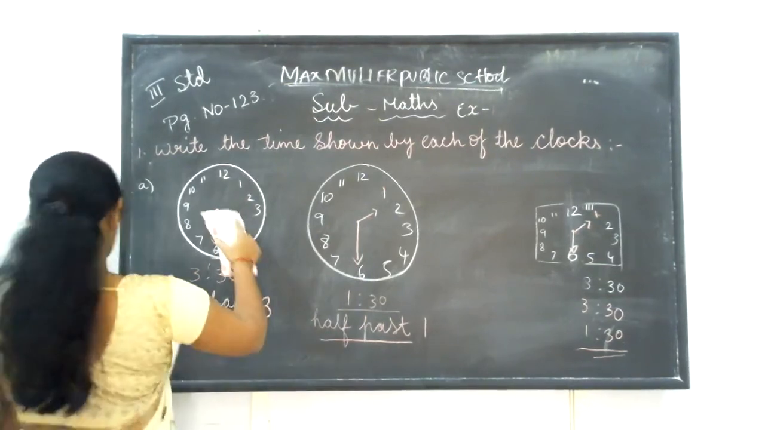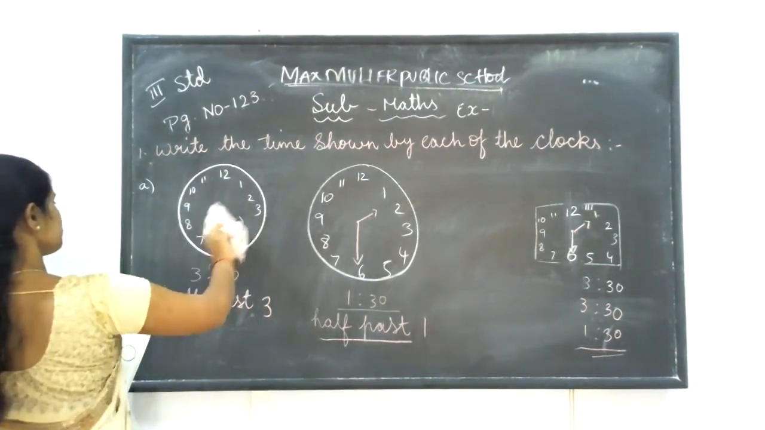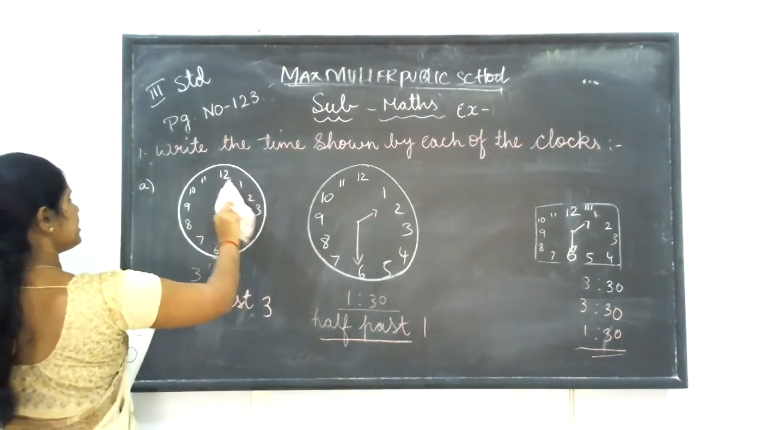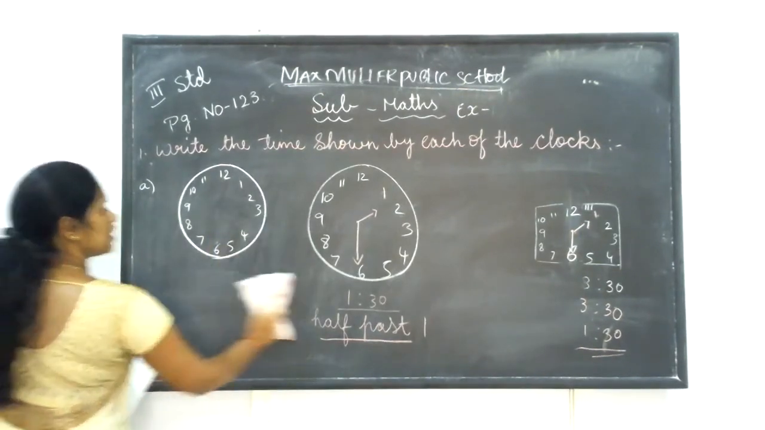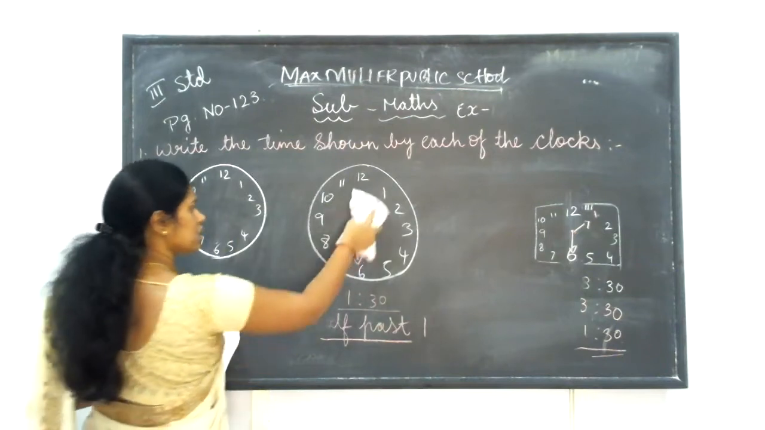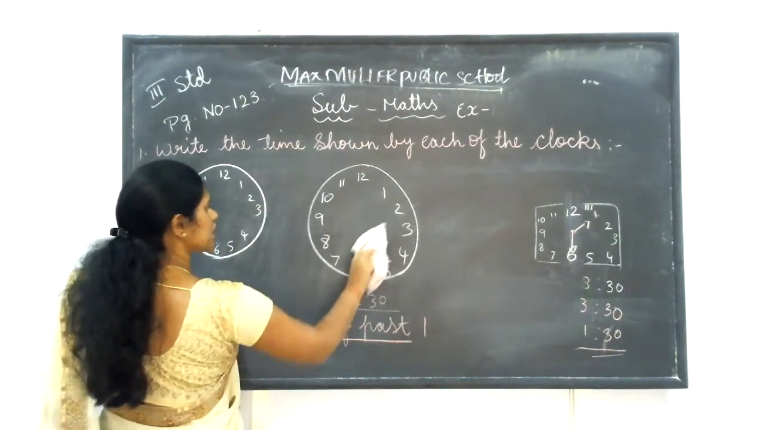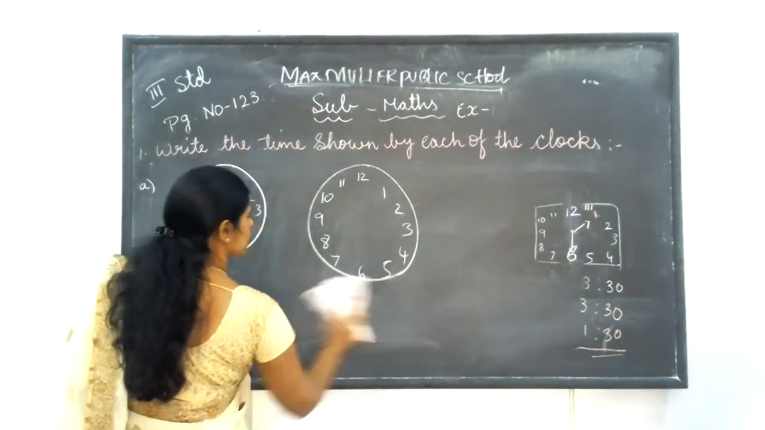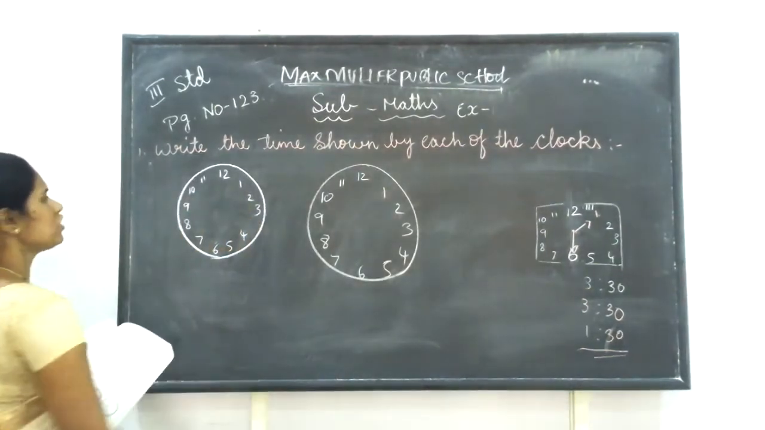The second one, you see. The first one is already done in your textbook. This one, 1:30, I explained to you. Understood? Once again, don't get confused. It is not there in your textbook. The second one, we'll do the second one.